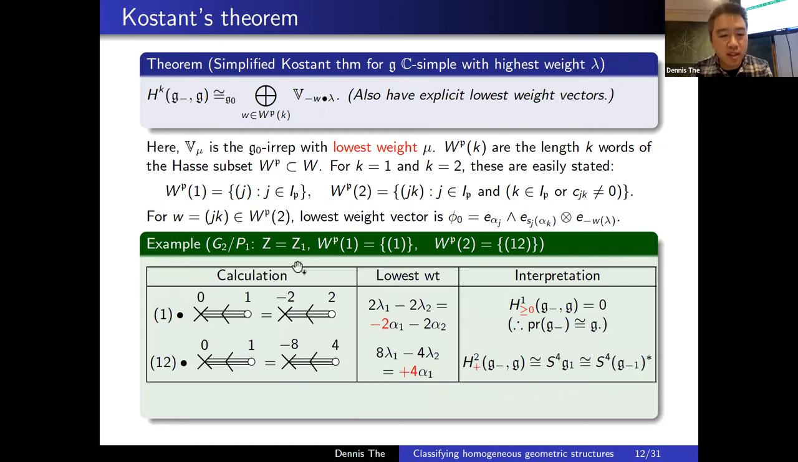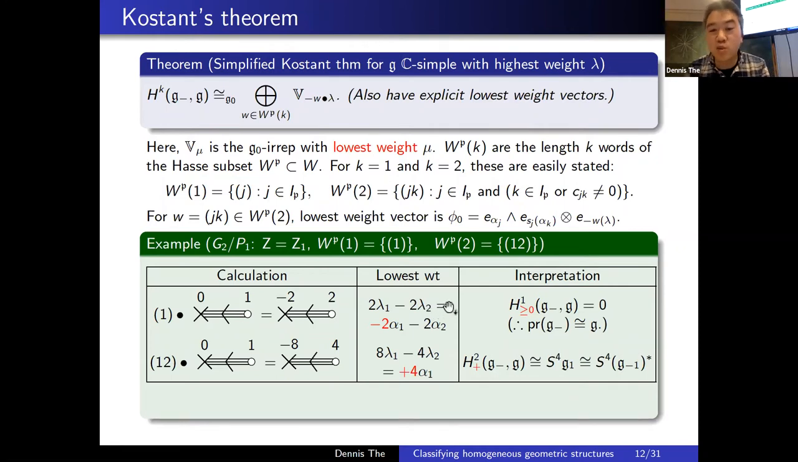So let's do 235. This is my grading element. This is what this first subset looks like. One, because that's where you put the cross. And then WP2 is 1, 2. Here are the relevant computations. This one we already did on the previous slide. This one, using the same rules, you get to this. How do you interpret this? Well, remember there's a negative over here. So I have to flip the sign of this weight. So it becomes this.